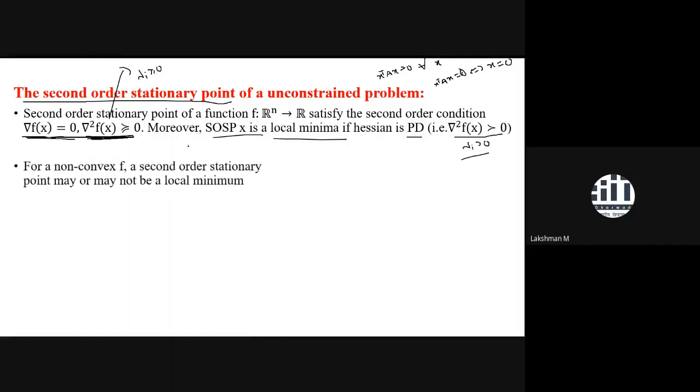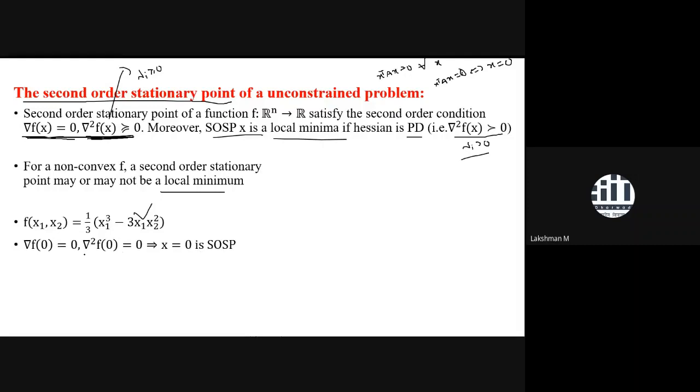So for a non-convex function f, a second order stationary point may or may not be a local minimum. One example we will see here. We are taking a function of two variables, 1/3 times x1 cubed minus 3 times x1 x2 squared. If you analyze this function, 0 is a first order stationary point, and also it is a second order stationary point.